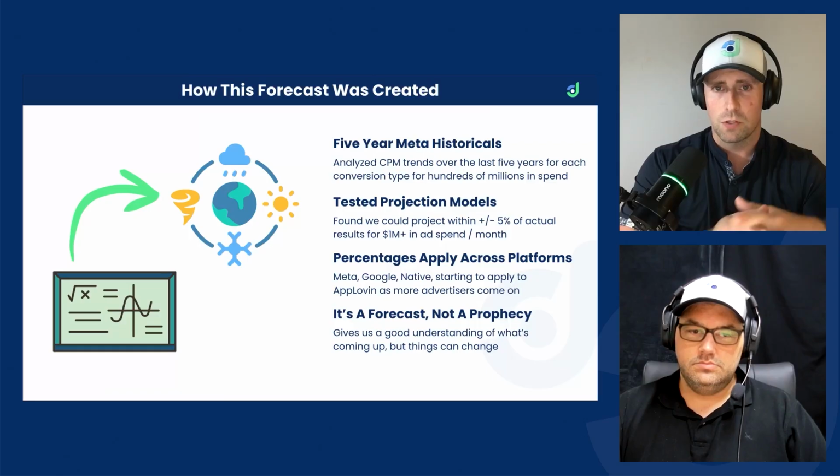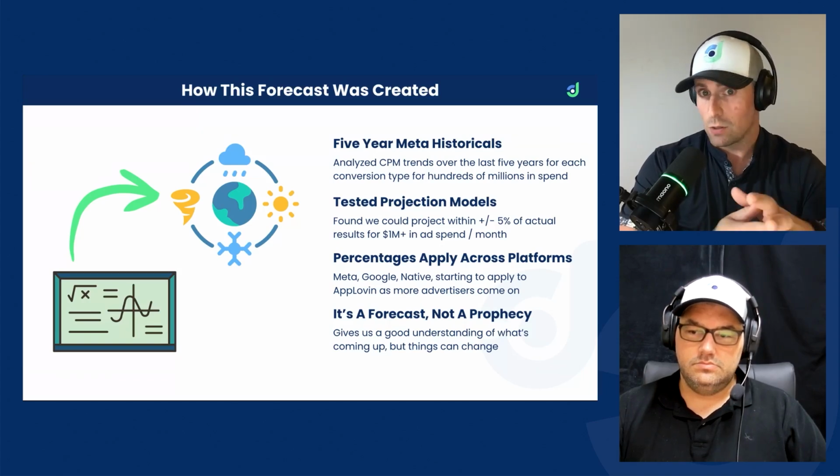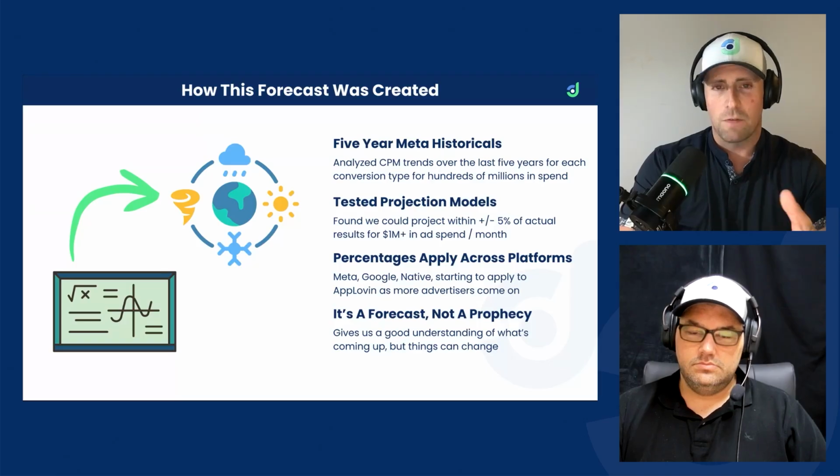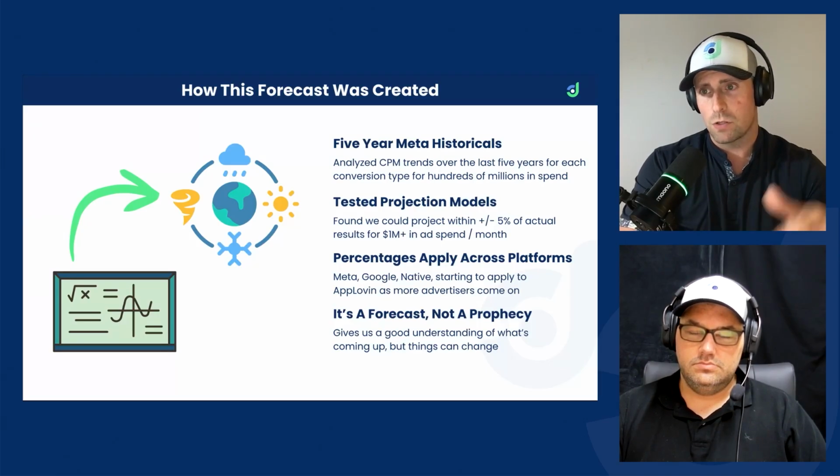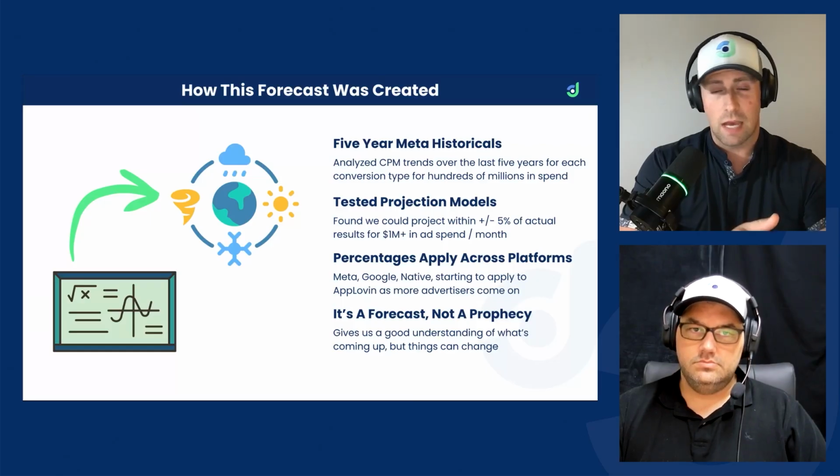What's important for you to understand is while Meta is our data set, these percentages apply to Meta, Google Native, and it's starting to apply to AppLovin as more advertisers are coming on board. We've proven that these numbers stand across these platforms. And finally, you need to know this is a forecast, not a prophecy. We're looking at the averages of what has happened in the past. These averages hold pretty true, but things change on a year-to-year basis.